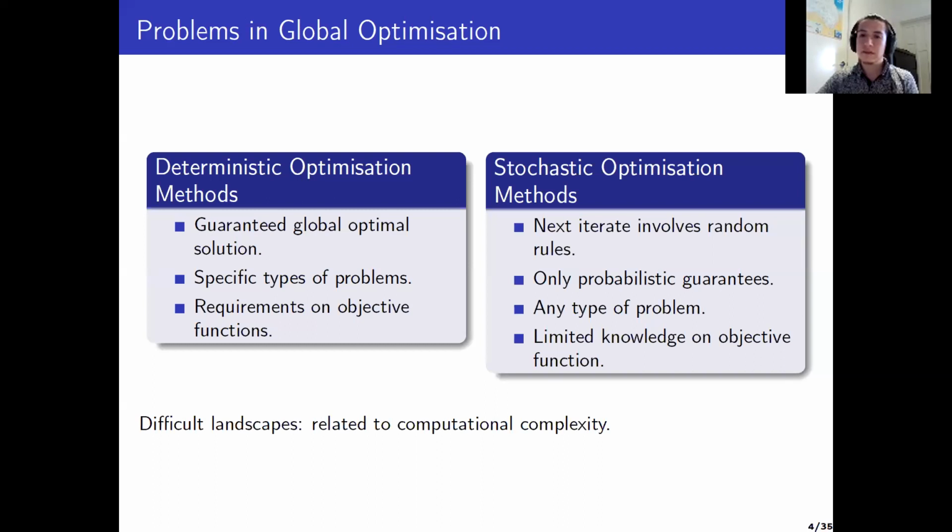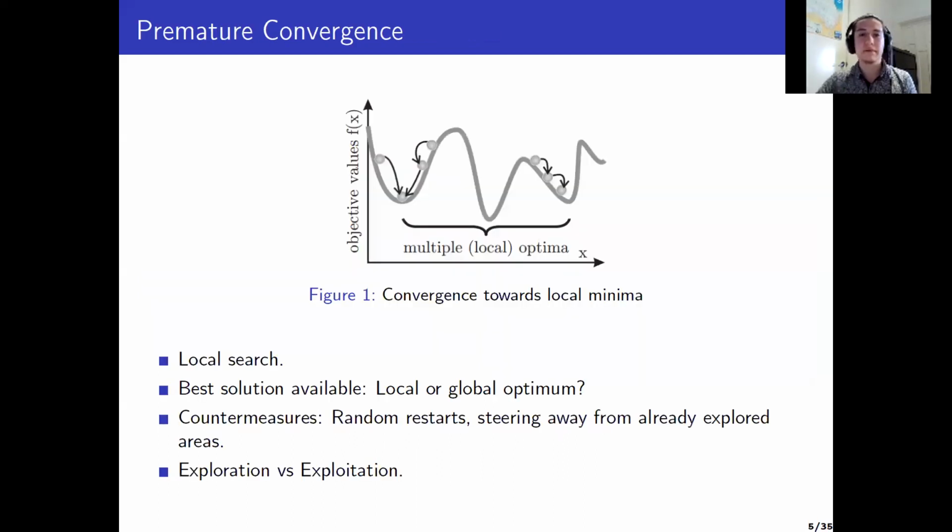On the other hand, stochastic optimization methods involve iterates that are chosen using some random rules. So they do not guarantee to reach a global optimal solution. They only have probabilistic guarantees. And since in these cases we have limited knowledge on the objective function, these are meant to be used for any type of problem. However, we might stumble upon problems that are related to difficult landscapes. This is related to the computational complexity needed for these methods to have probabilistic guarantees that we will reach optimal solutions. So one of these problems we might stumble upon is premature convergence.